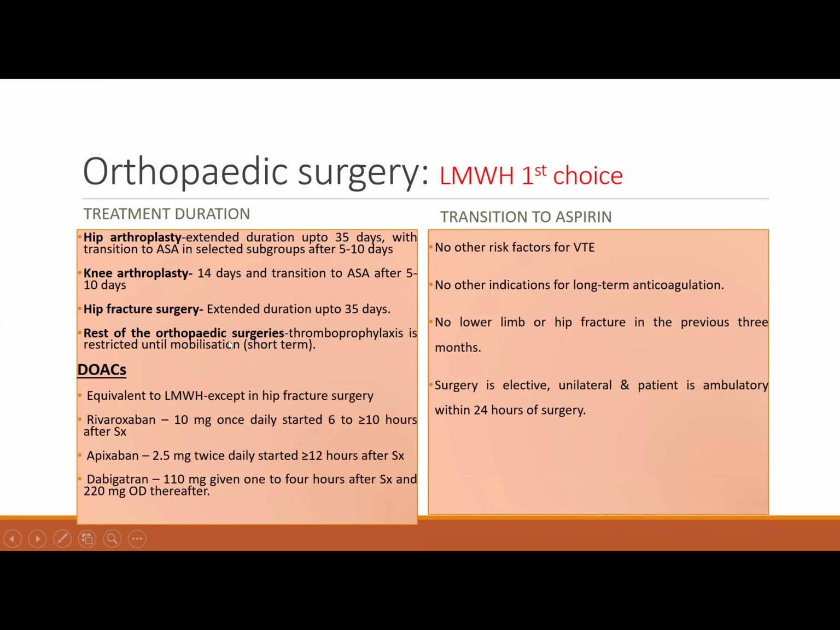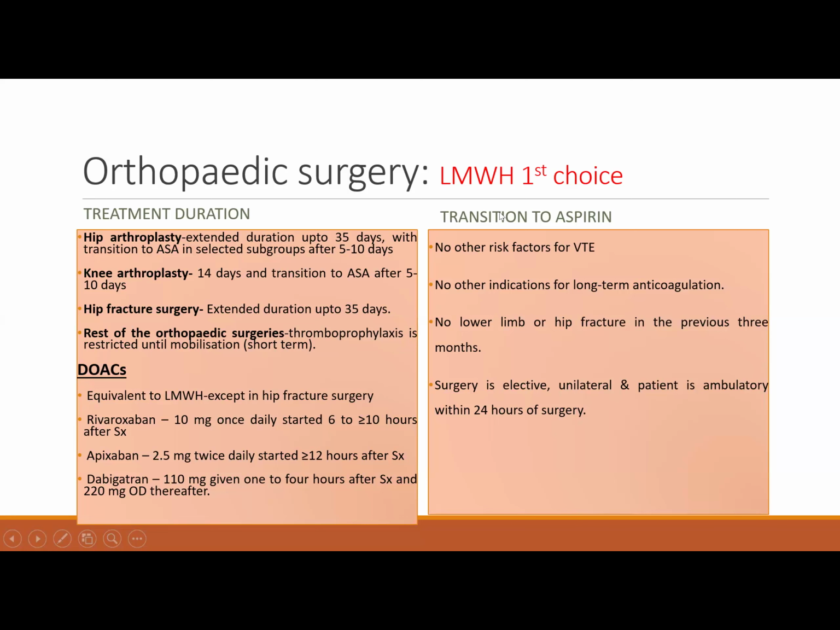The rest of the orthopedic surgeries, it is a short term, that is anywhere between 7 to 14 days or until the patient mobilizes. This is a specific subgroup where DOACs are used in the doses recommended here. Rivaroxaban, apixaban, and dabigatran are the most commonly used DOACs. And except for hip fracture surgery, in the rest of the patients, that is knee and hip arthroplasty, the DOACs are considered equivalent to low molecular weight heparin.